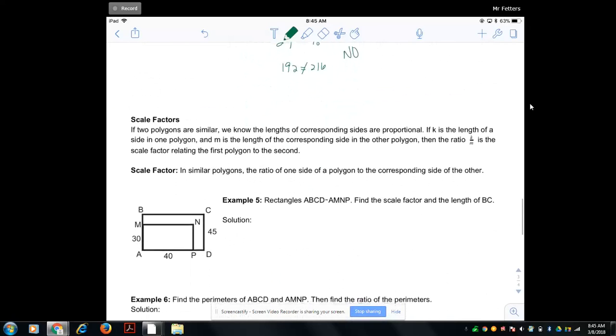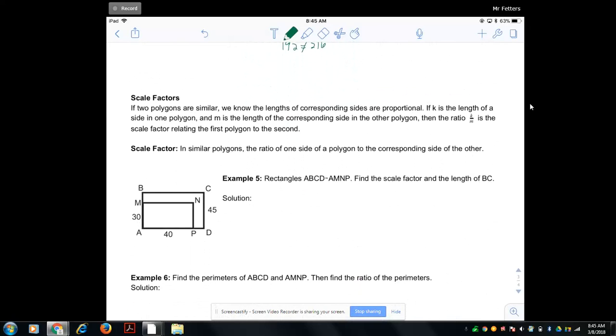Okay, so scale factors, this is something that you guys have worked with probably since the 5th, 6th grade, somewhere in there. And it's basically, if two polygons are similar, we know the lengths of corresponding sides are in proportion. If k is the length of a side of one polygon and m is the length of the corresponding side in another polygon, then the ratio k over m is a scale factor relating the first polygon to the second. Okay, so in similar polygons, the ratio of one side of a polygon to the corresponding side of the other, that's the scale factor.